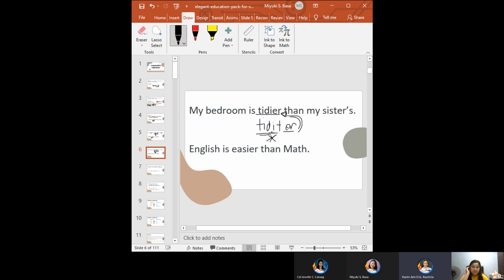English is easier than math. Okay, thank you, Miss Bautista. So my question is, what is the comparative adjective in the sentence and its base form? Anyone from the class would like to answer? Okay, Miss Karen, you are raising your hand. Easier is the comparative adjective, and yes, easy is the base form. Okay, that's right.